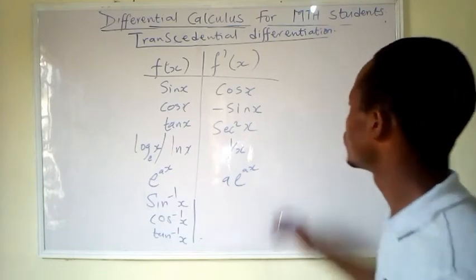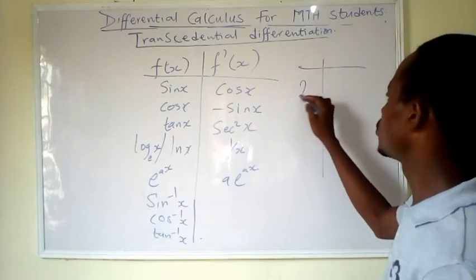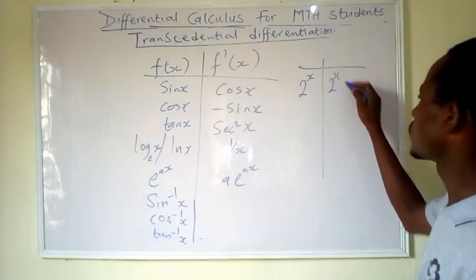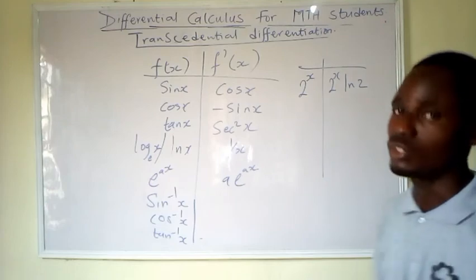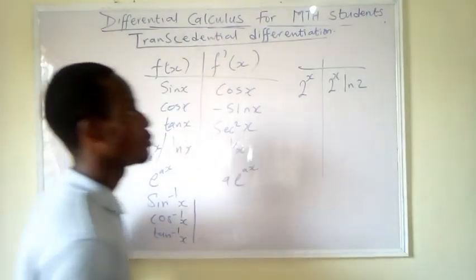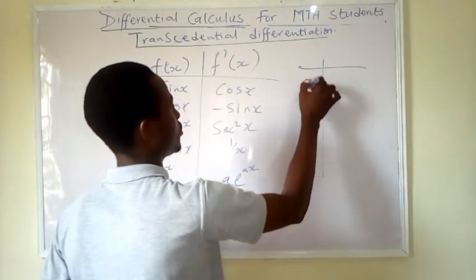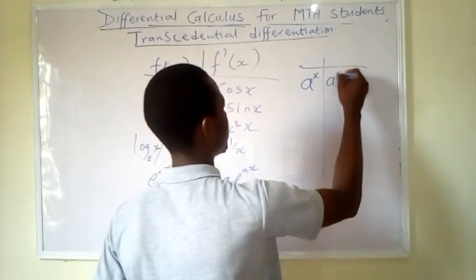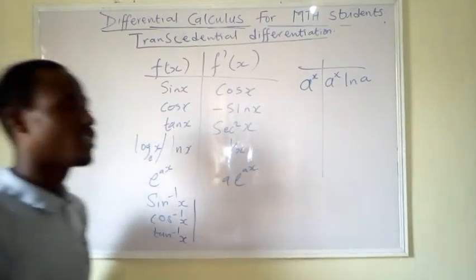Also, I want to add that the derivative of 2 raised to the power x is going to give us 2 raised to the power x times ln 2. So that is the derivative of 2 raised to the power x. I put it in the form of a raised to the power x because it sometimes might not be 2. So that will give us a raised to the power x times ln a. So these are standard derivatives.